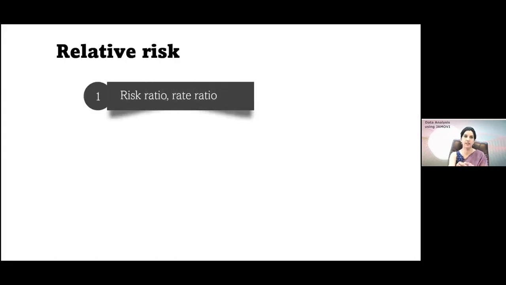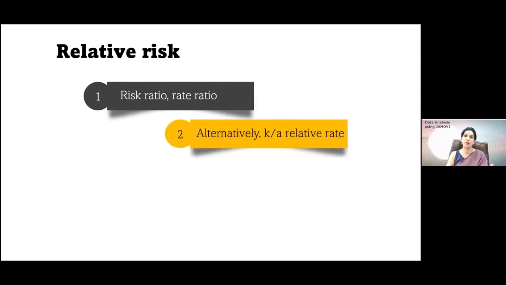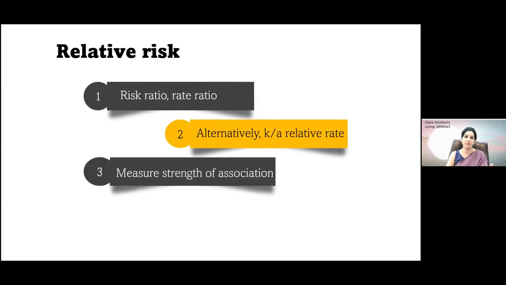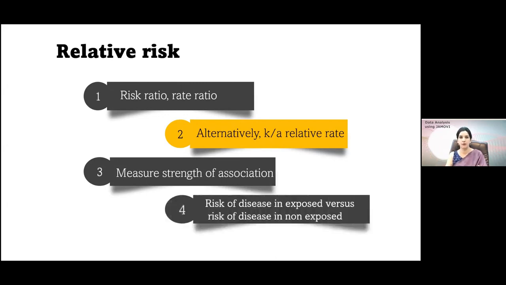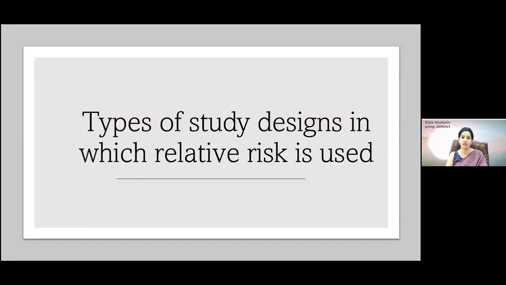So relative risk is also known as the risk ratio or rate ratio, and alternatively we call it a relative rate. It again measures the strength of association. It is usually done in an incident study or the cohort study, where you have a group of people and a comparison group, and you divide them on the basis of exposure, like exposure versus no exposure of any risk factor. And then you follow them up for the development of a particular outcome. So you measure the risk of disease in exposed versus risk of disease in non-exposed, depending upon what exposure you are taking. So in which type of study design do we use this?